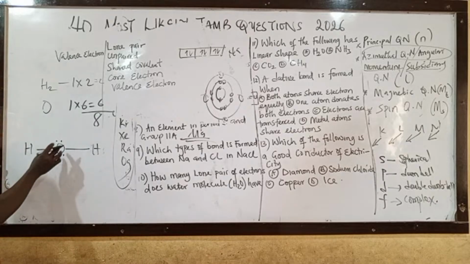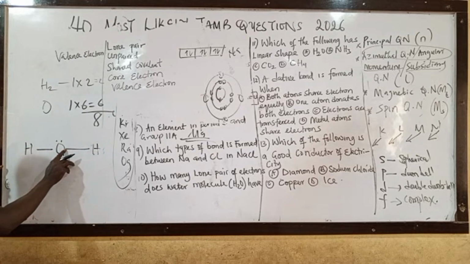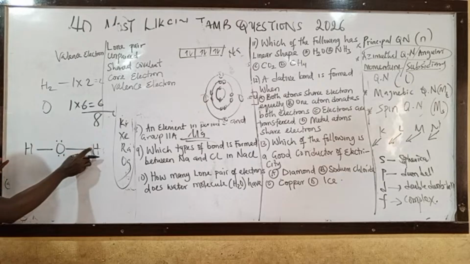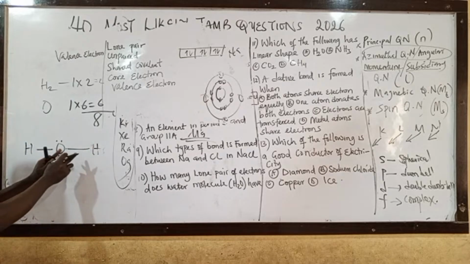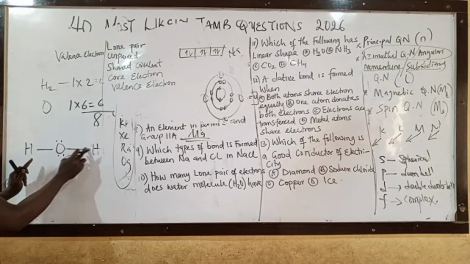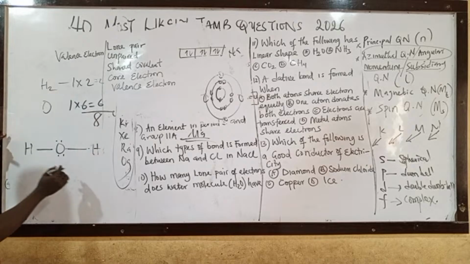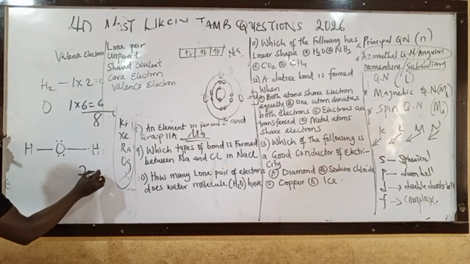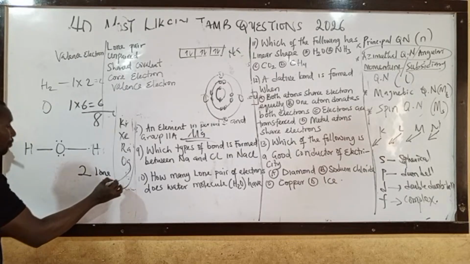That means here, how many lone pair? This one now is a shared pair, because the electrons are shared between oxygen and hydrogen, which are 2 electrons, 1, 2, 3, 4. These are shared pair electrons. They are shared between oxygen and hydrogen. Shared pair. Then how many lone pair? 1, 2. In water, how many lone pair? 2 lone pair. Take note.